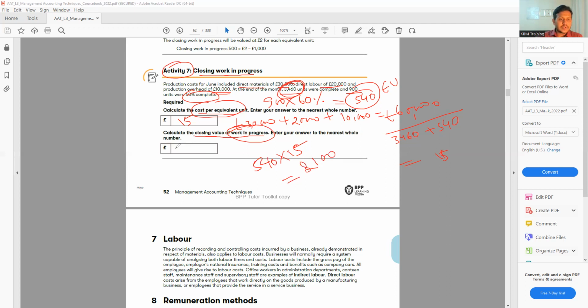So the value of the work in progress is 8,100. We have some product on the machine, and the value of this is 8,100. Work in progress means it's not completed yet. And the reason we take 540, not 900, is because 900 is not fully completed. So we have to find the equivalent and multiply by the per unit cost to find the value for that.